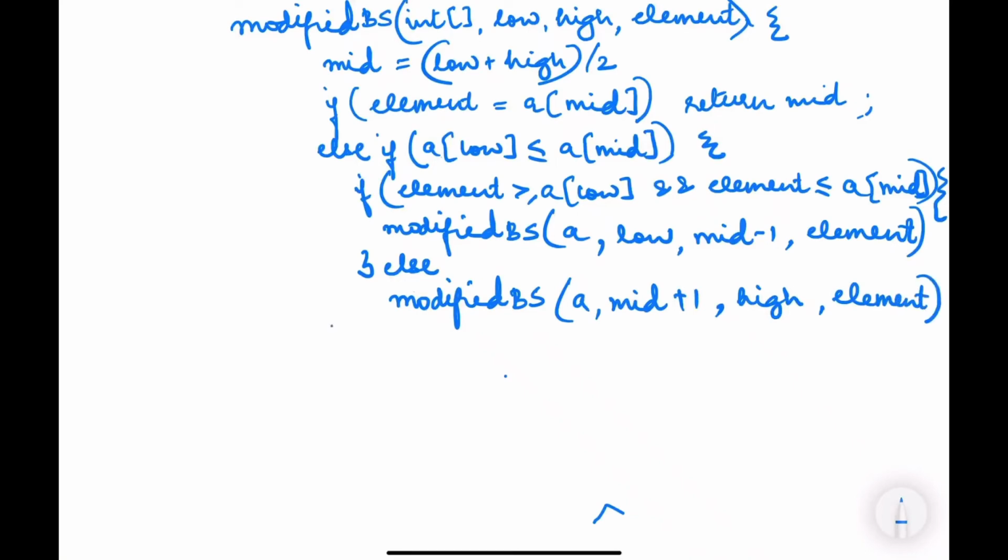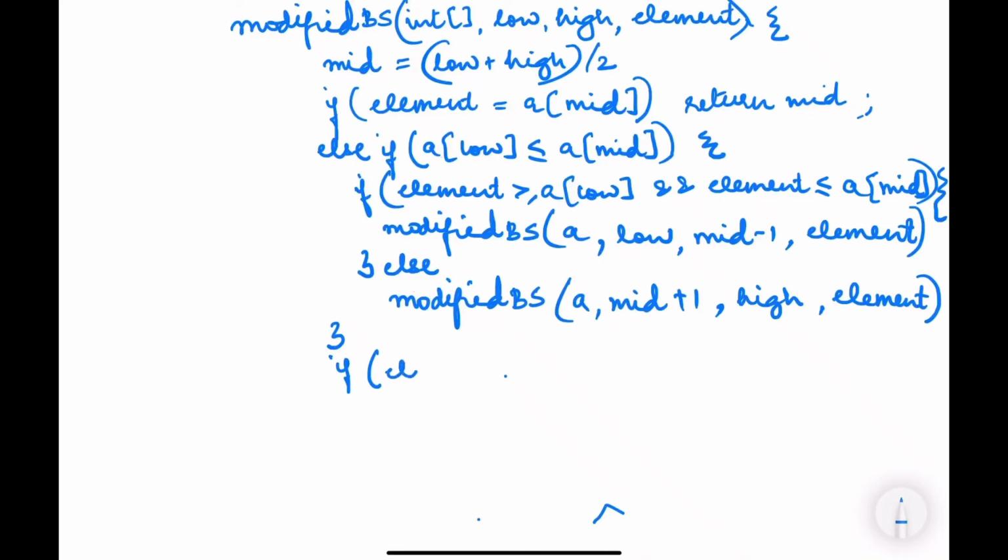Okay, so this closes the upper else if loop as well. Now let's say the left array is not sorted, then what? Then it means that the right subarray is sorted. So in that case, before that we will need to check whether that element even exists in that particular range or not.